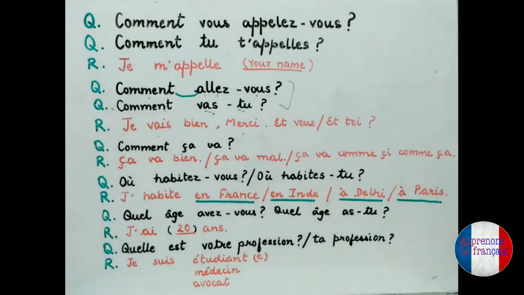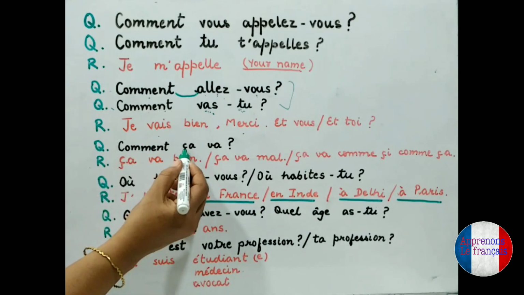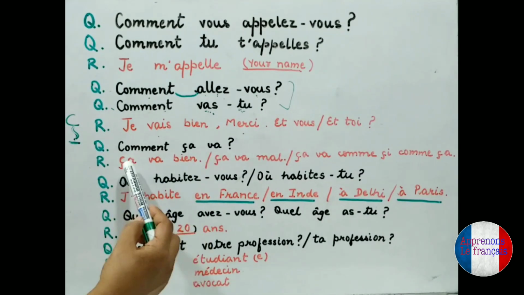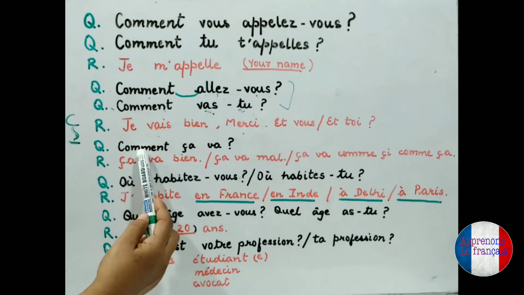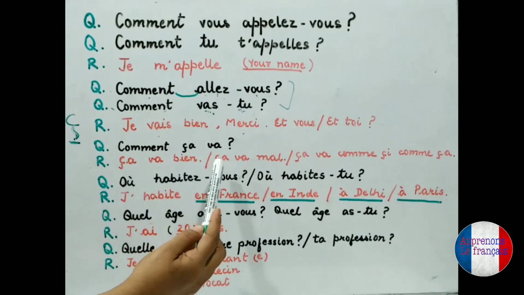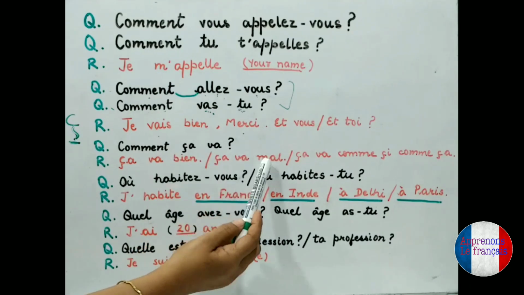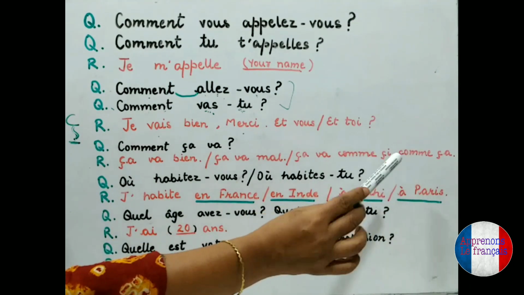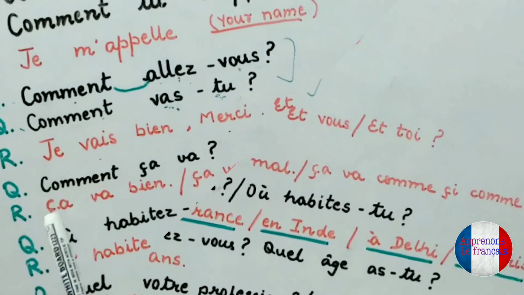You might be wondering what is this thing here. So this is C with a cedilla. This is an accent which you'll be learning in the lesson I'll be doing on the accents. So there you will learn what this is. There are 3-4 accents in French. So for the moment the pronunciation here is ça. So comment ça va? Ça va bien, that is it is going fine. Ça va mal, it is going bad. Ça va comme ci, comme ça, it is going okay, the life is going fine.